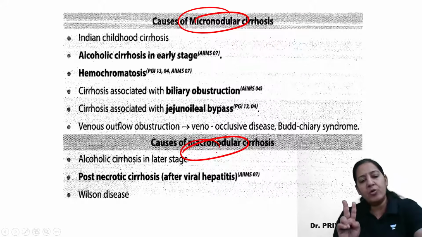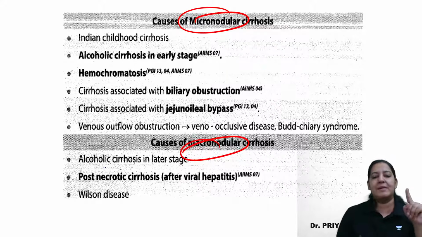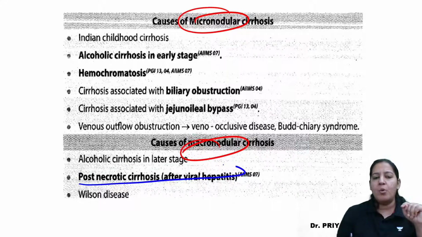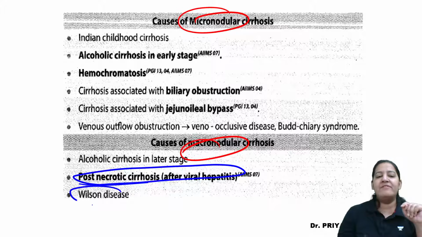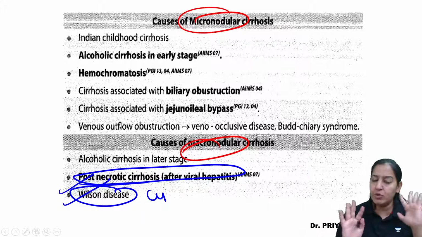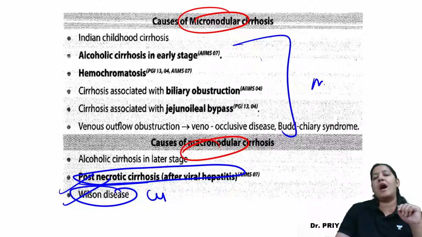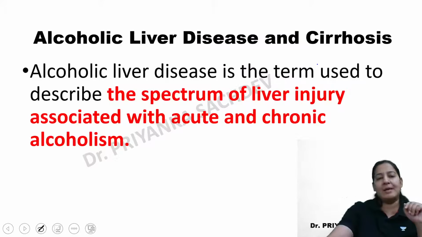In macronodular, learn only two examples. Number one, viral cirrhosis, and Wilson's disease, copper wala. Viral and copper. That's it. These are the two examples of macro. Remaining all are micro. So learn. इसमें बहुत MCQs आते हैं.